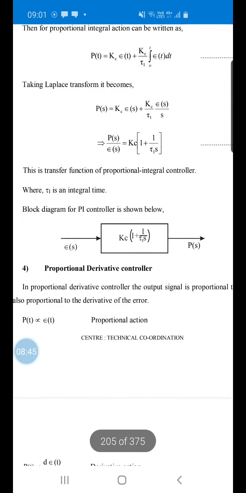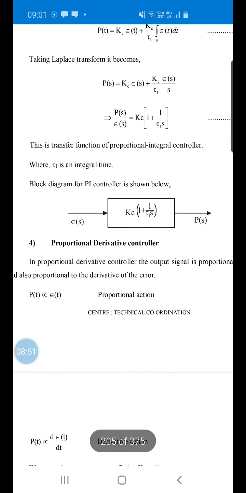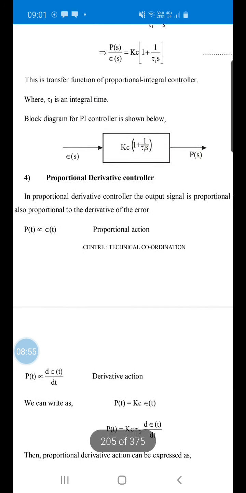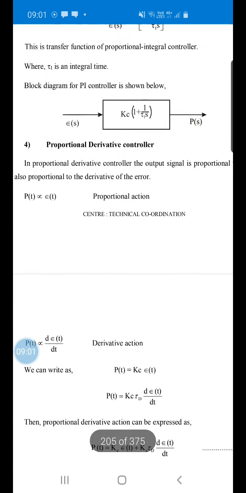So there are two parameters added, τI is the integral time and Kc is the steady state gain. So this will be the block diagram for the PI controller. The fourth type is the proportional derivative controller.